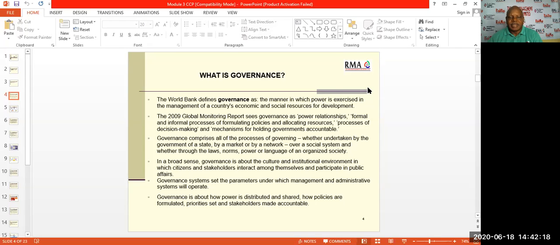So in essence, we'll say that governance is about the culture and the institutional environment in which the players or the actors in a particular setting in an organization interact among themselves and participate in the affairs of the organization. Finally, governance is about how power is distributed and shared, how policies are formulated, priorities set, and stakeholders made accountable. I think we need to underline those last few words: priorities set and stakeholders made accountable. So corporate governance is about accountability. It's about complying with the processes and structures by which organizations are governed.